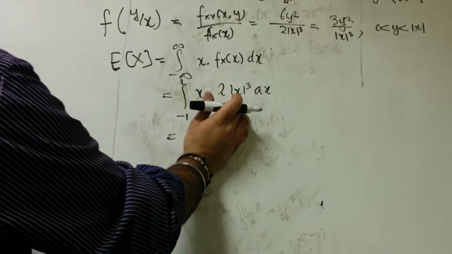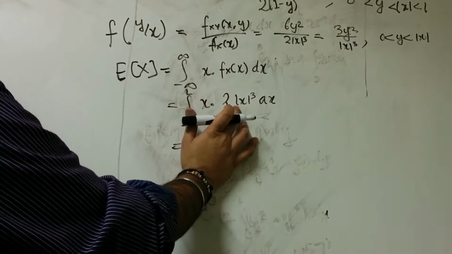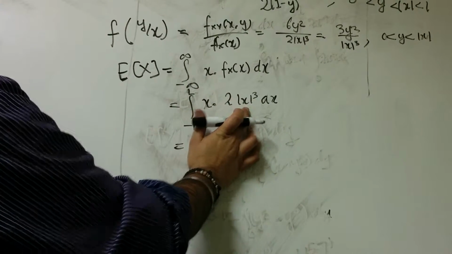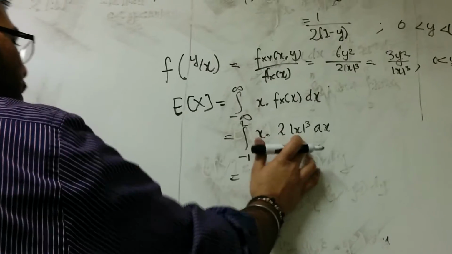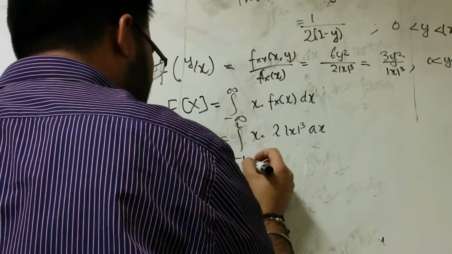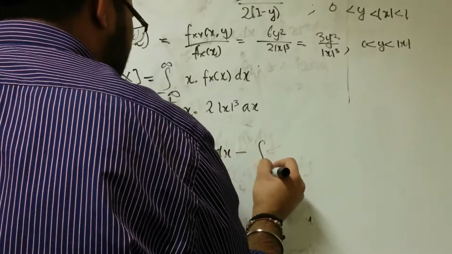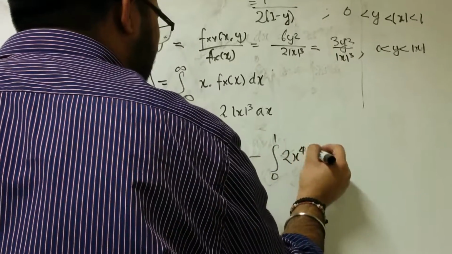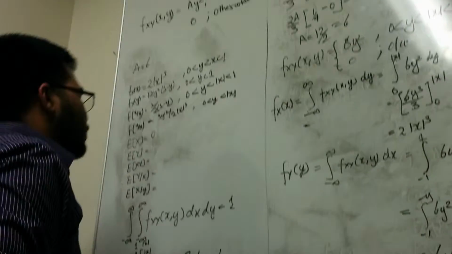Now again, on removing the mod function, any value either positive or negative which enters the mod, the outcome would be positive, and on breaking the limits, we would get minus 1 to 0 of x^4 dx plus 0 to 1 of x^4 dx. On solving this, we get the value as 0. So the expected value of x is 0.